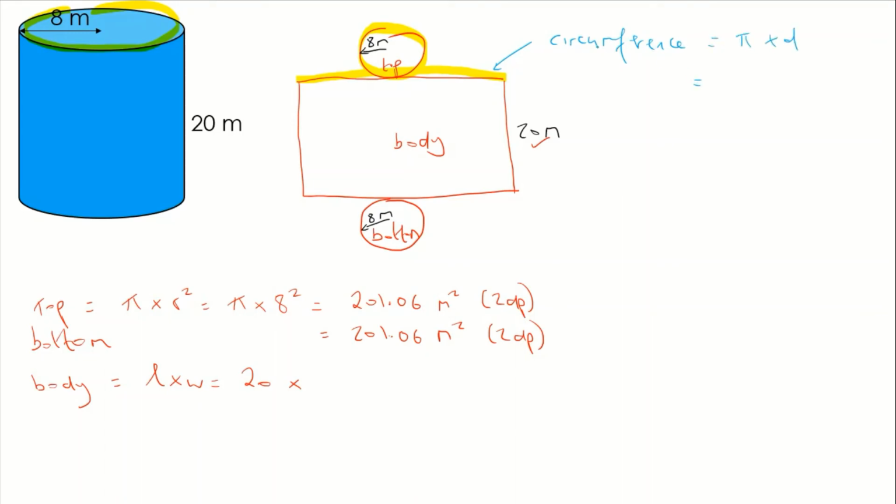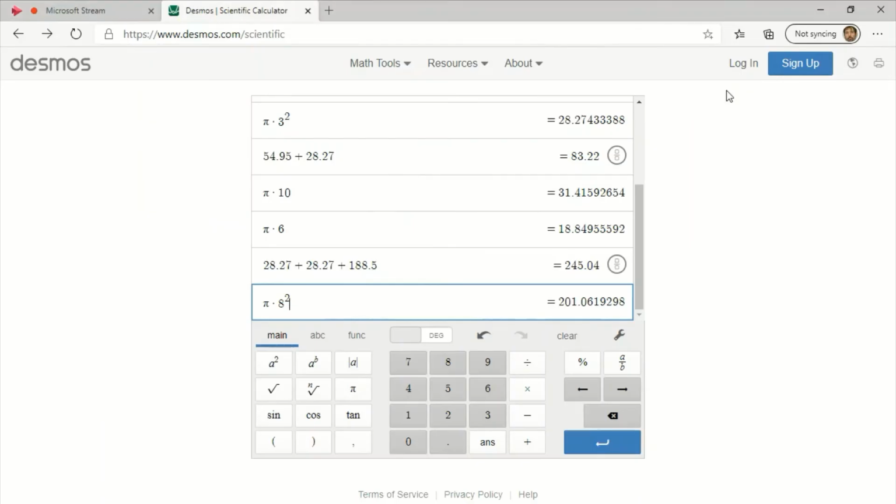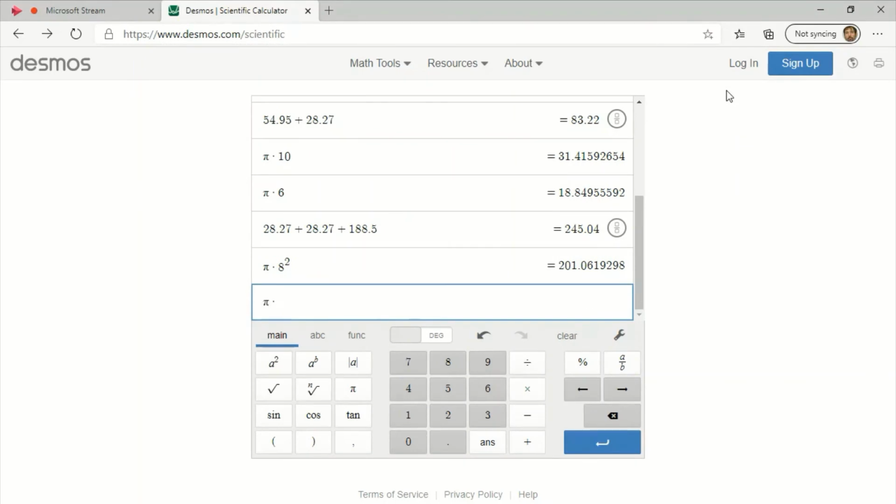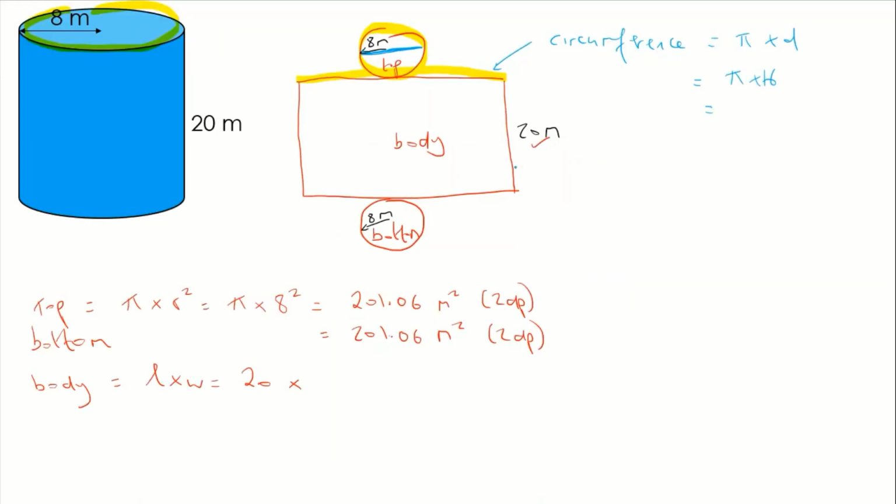Now be careful, this circle's diameter is not 8. That diameter is all the way across. If halfway across is 8, all the way across is double 8, which is 16. So it's pi times 16 for the circumference. Pi times 16 is 50.27 meters to 2dp. So it's 20 times 50.27.